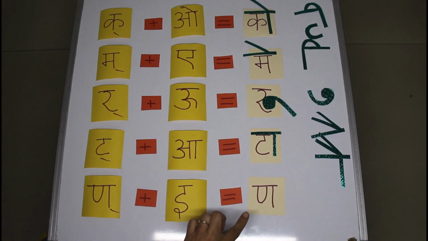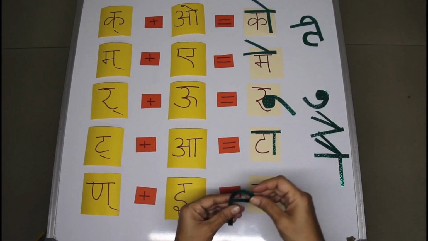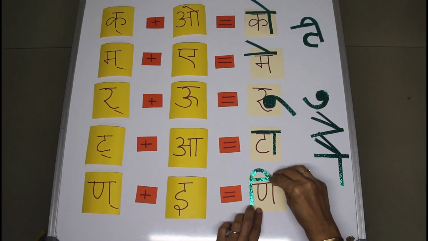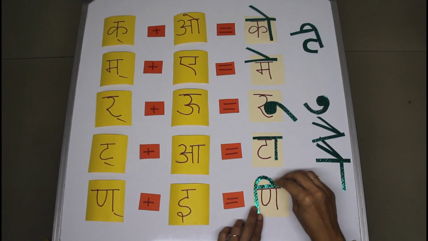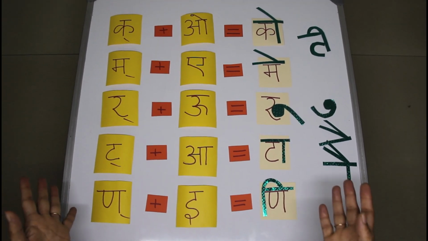Next is na halant plus e. So it becomes ni. So I need to pick up the e matra. It's here and I keep it like this. So it looks like this. See, it looks colorful, isn't it? It will definitely be enjoyed by children if you make it more and more colorful for them.